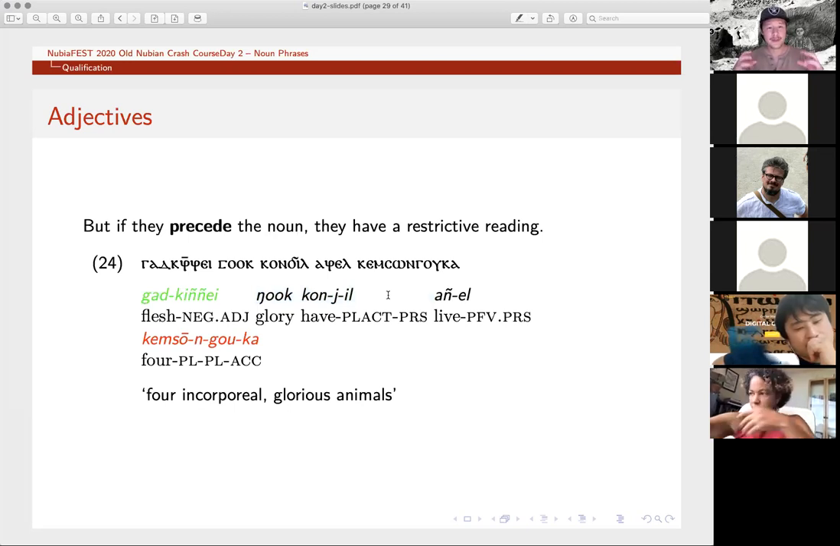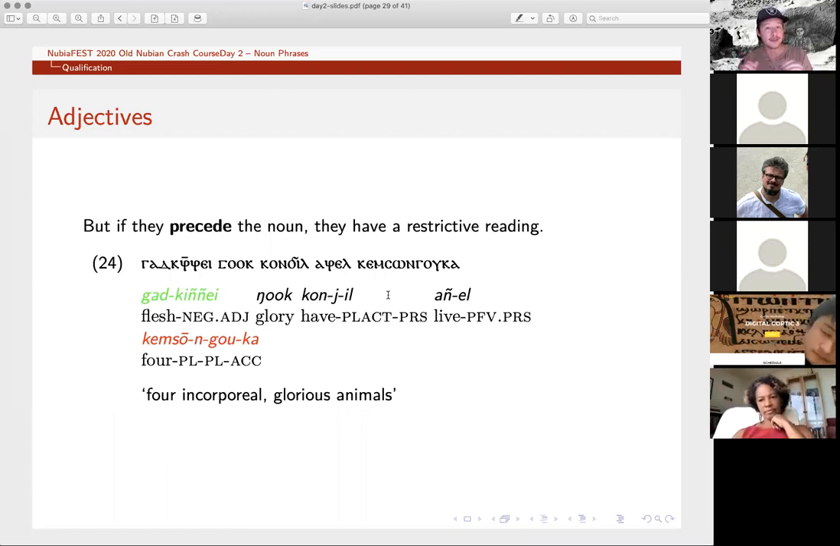It means that these qualifications are an inalienable, essential part of the noun that we're dealing with, right? So the four animals of the apocalypse, or the four animals that represent the evangelists, are by necessity and always glorious and incorporeal. It's difficult to express this in English, but it basically means that we're not talking about just animals, but the glorious, bodiless, specific animals that we all know, namely the four animals of the apocalypse, right?